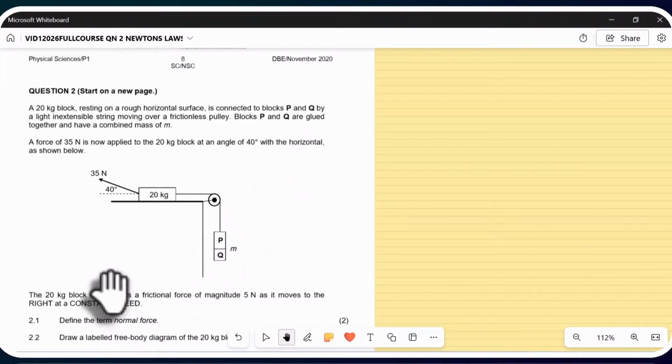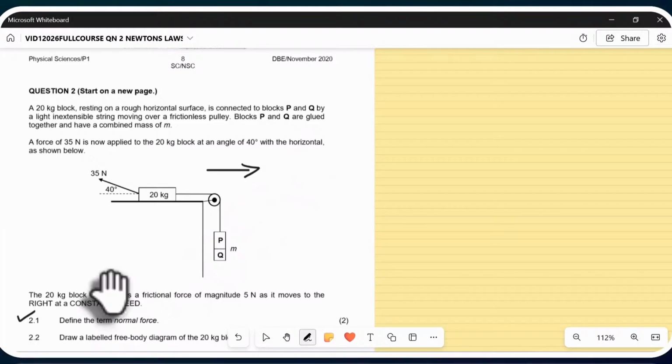So it is moving to the what? To the right at a constant speed. Did you see that? Alright, what must we do now? They say define the term normal force. Normal force is the perpendicular force exerted by the surface on the object in contact with it.